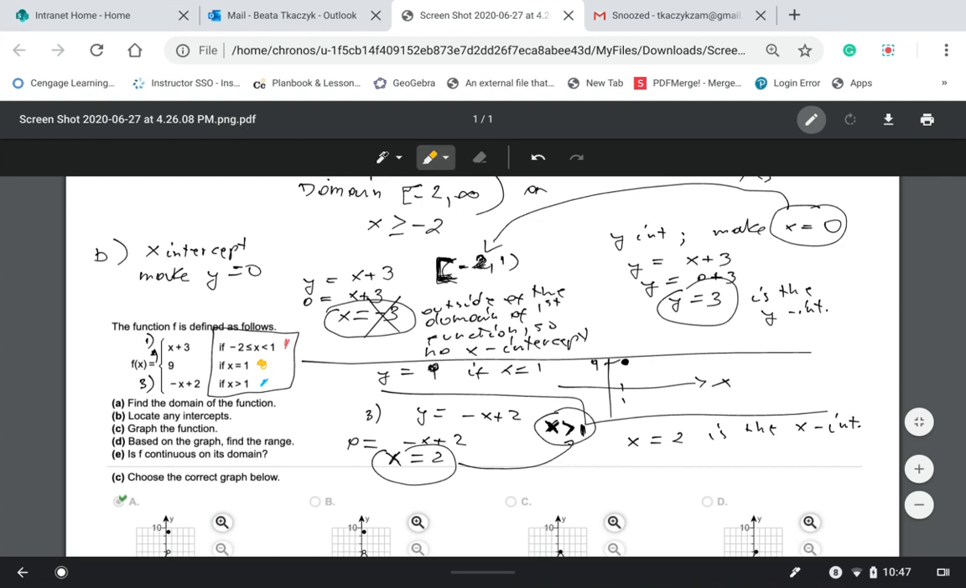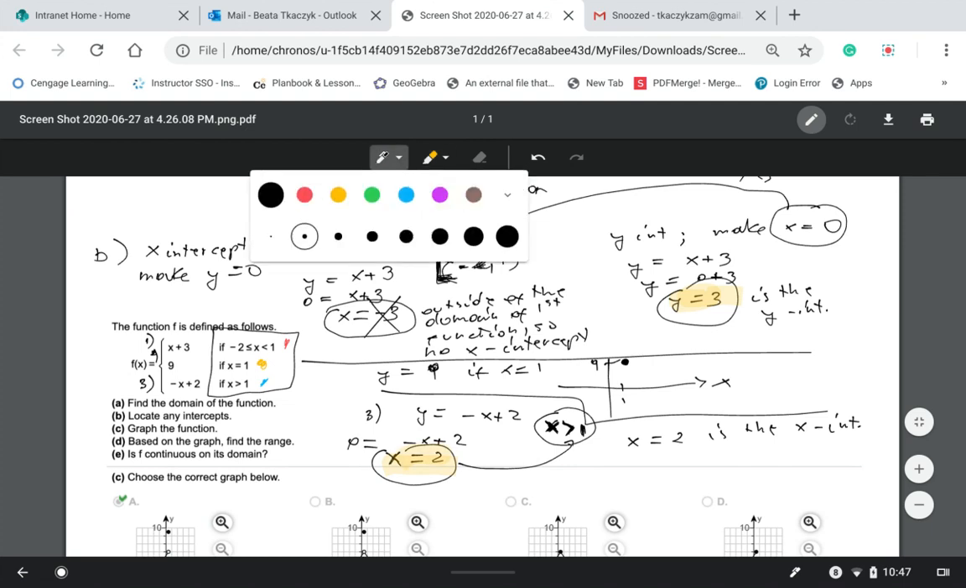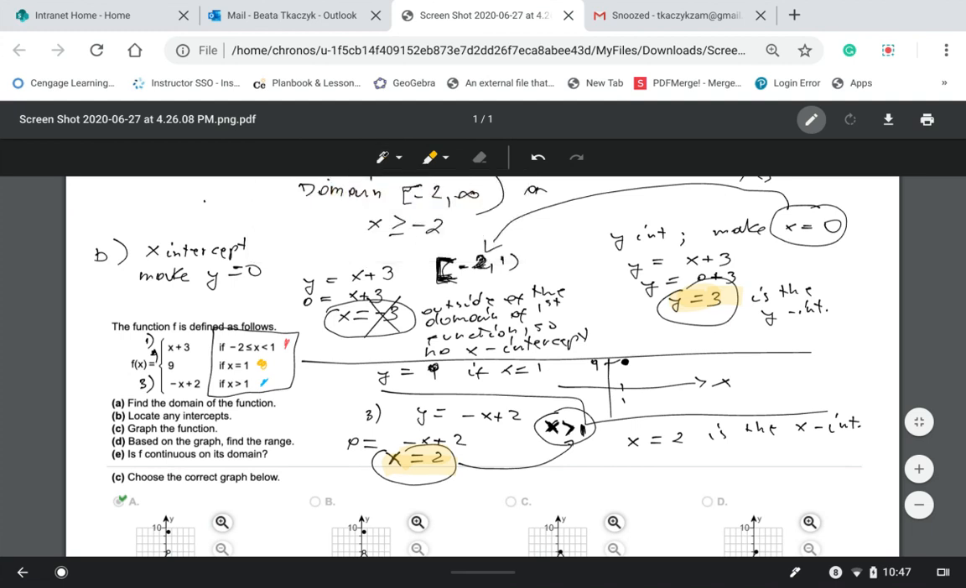So here, overall, this piecewise defined function has y-intercept equal to 3 and x-intercept equal to 2. Okay, so that was B.